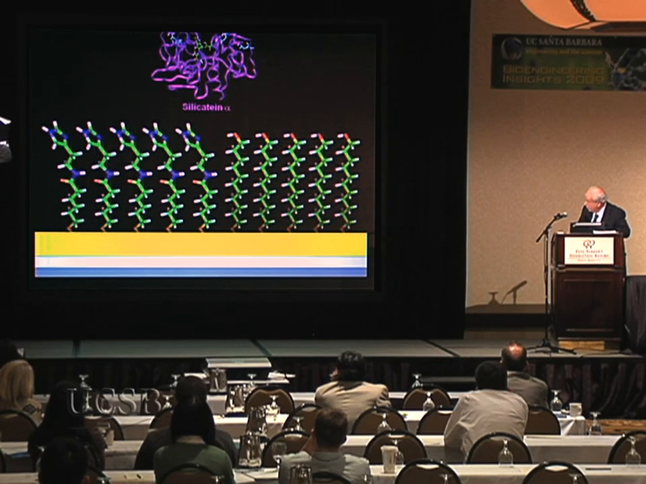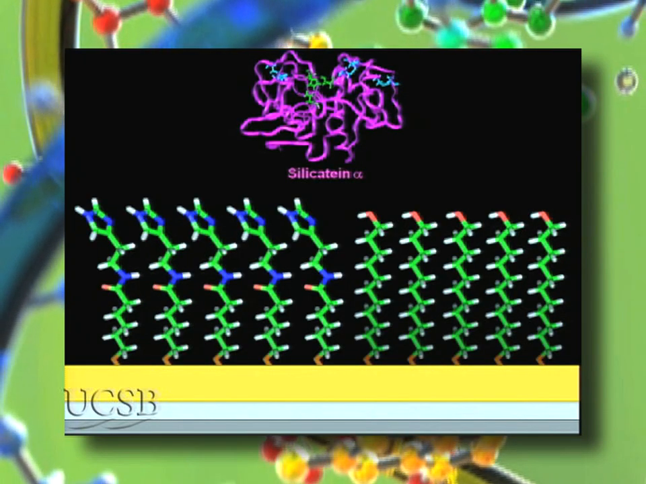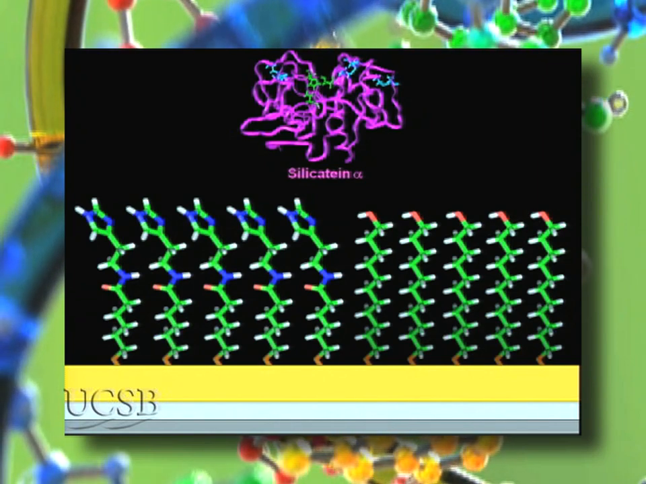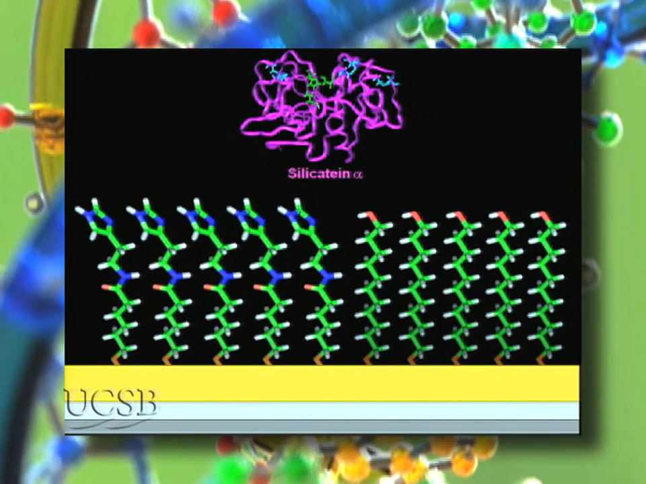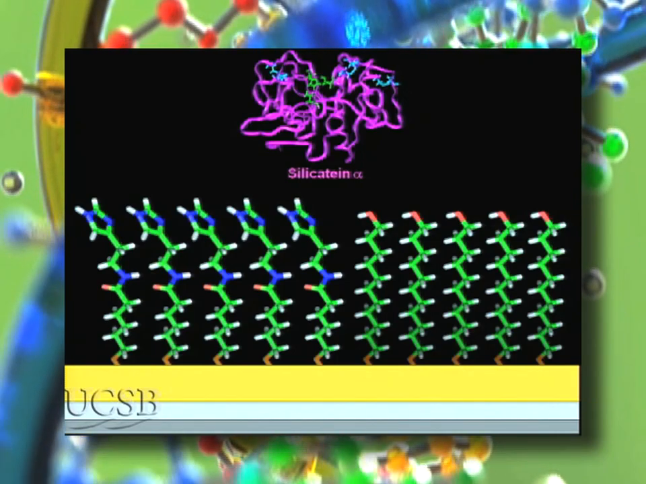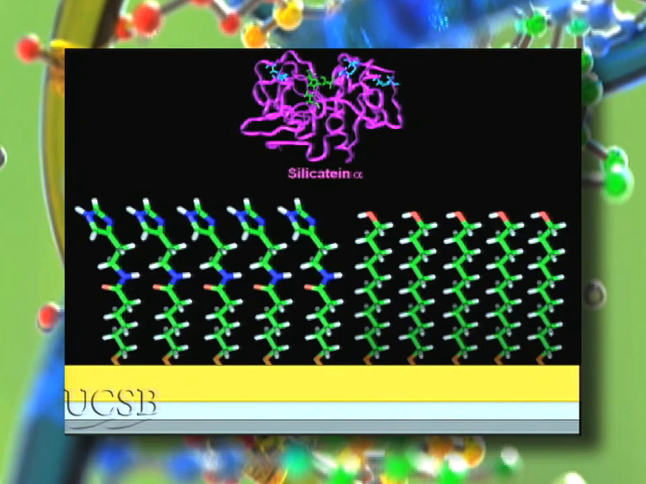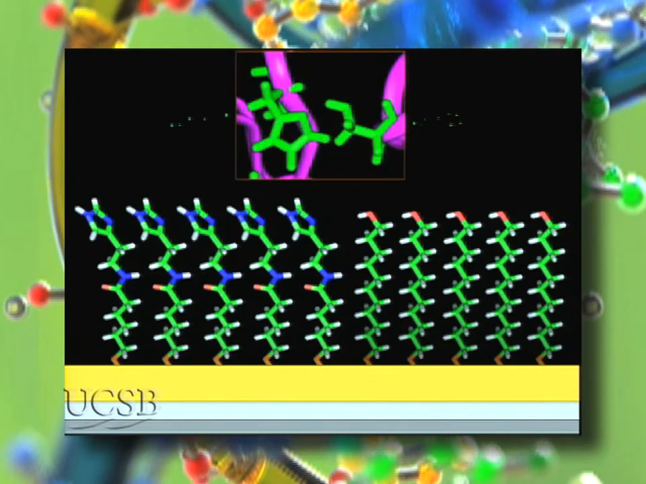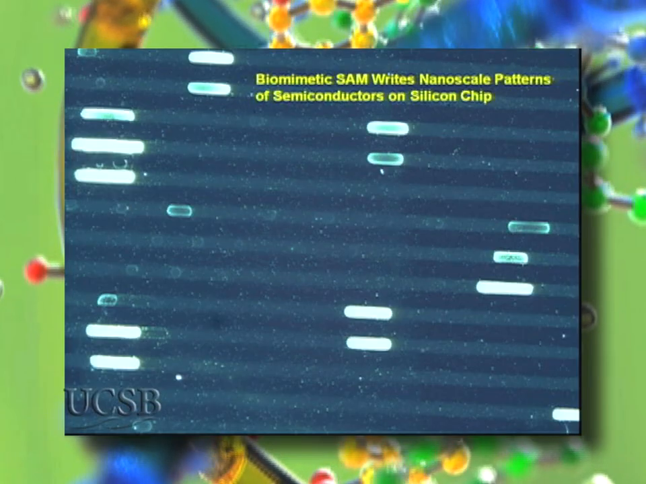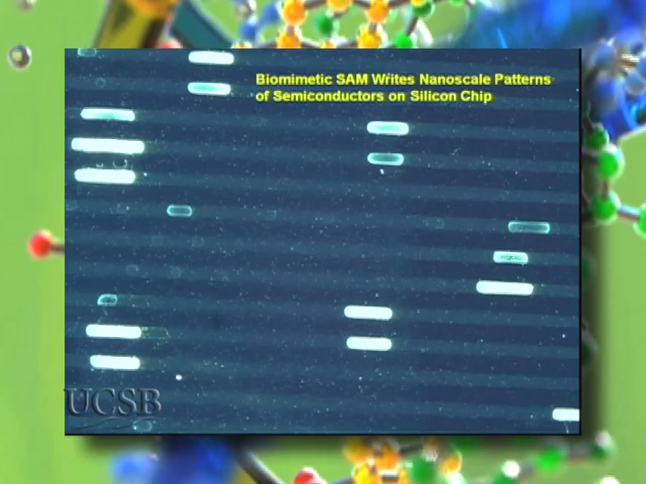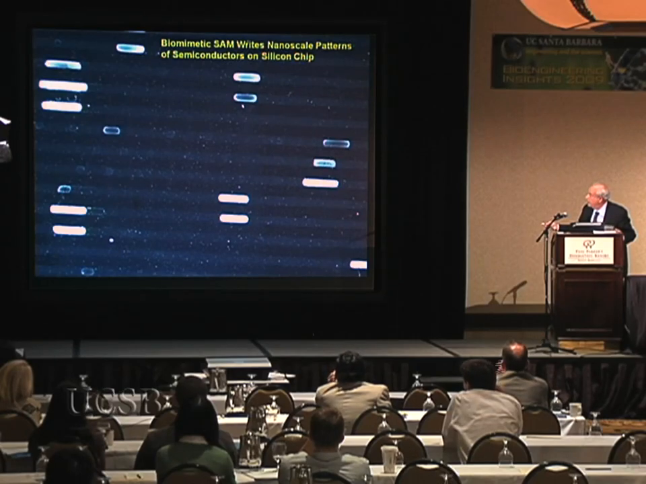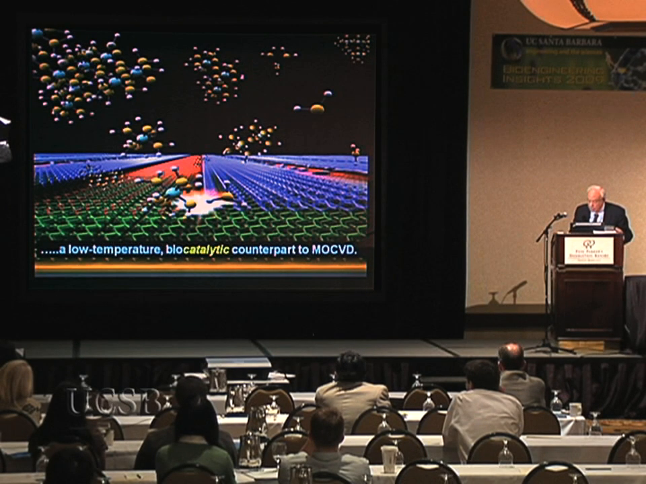We took this a step further, putting the alkane thiols on a gold surface, or making the corresponding planar self-assembled monolayers with the catalytic units here on silicon wafers, mimicking the enzyme. Again, we found that we could use this biomimetic self-assembled monolayer to write nanostructured patterns of semiconductors, metal oxide semiconductors, on a silicon chip at low temperature.